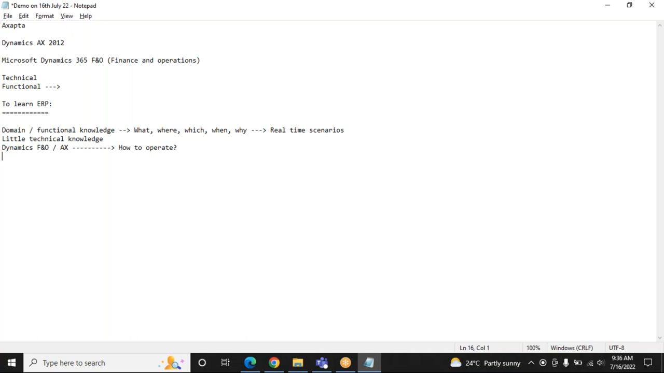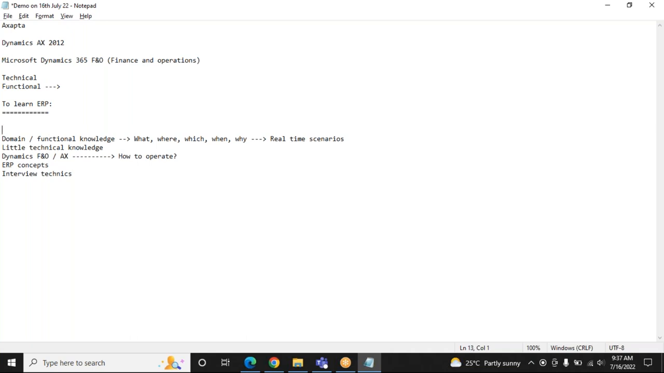Next, ERP concepts. ERP concepts means ledger, subledger, enterprise level data, company specific data, number sequences. All these are enterprise level ERP concepts that you need to understand. Okay, and some interview techniques. And if you are going to learn finance, you need to learn commerce knowledge also.